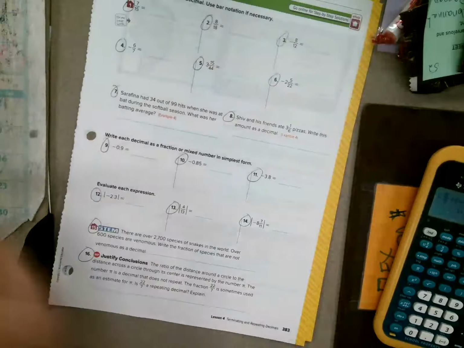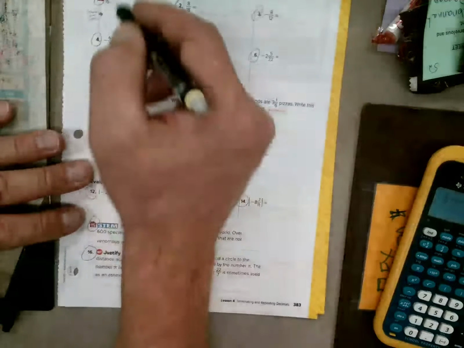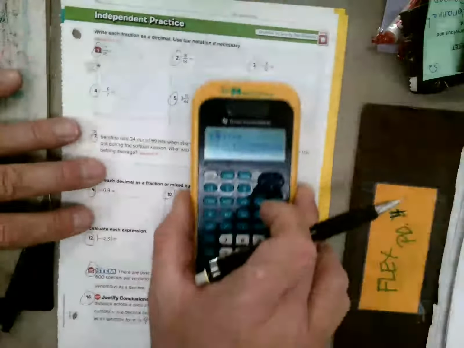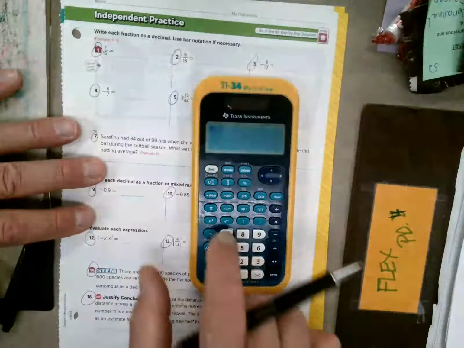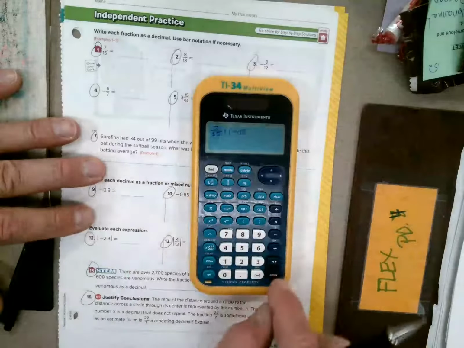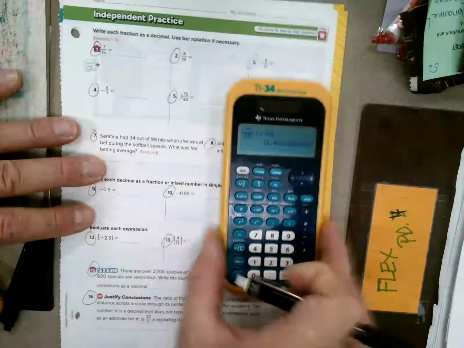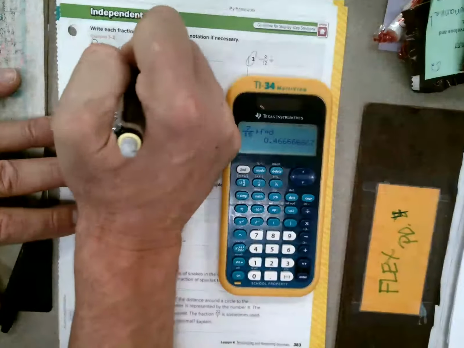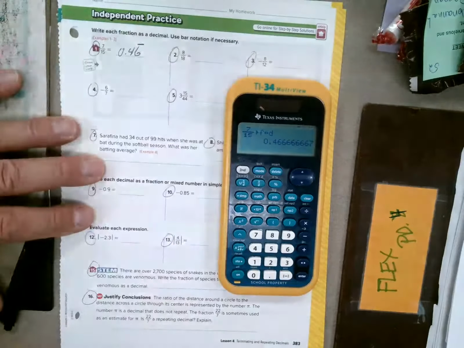All right, we just did 7 together. I'll maybe do 2 more here and let you take a look at these. Okay, 7/15, change it to a decimal, and it's a little unique one. It's 46 hundredths with the 6 repeating.